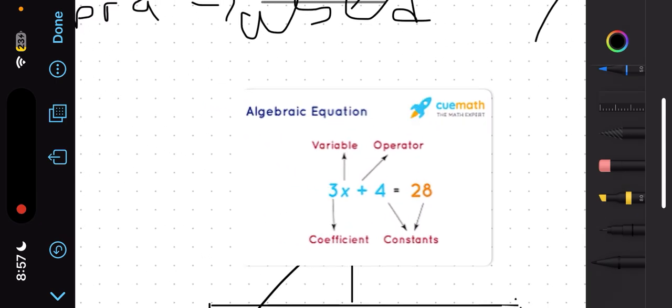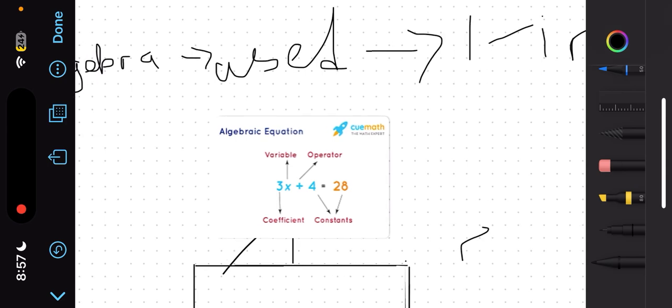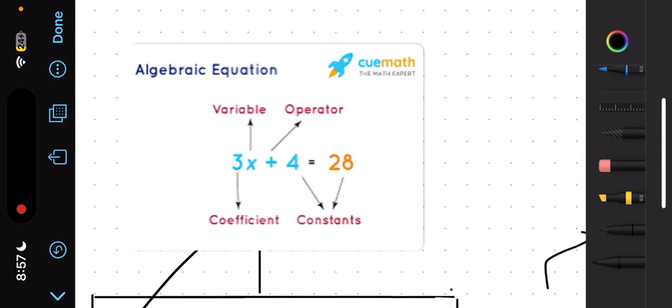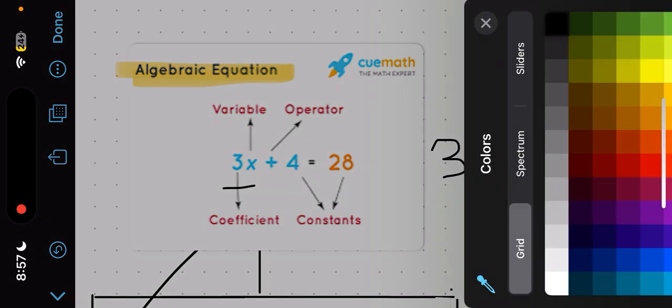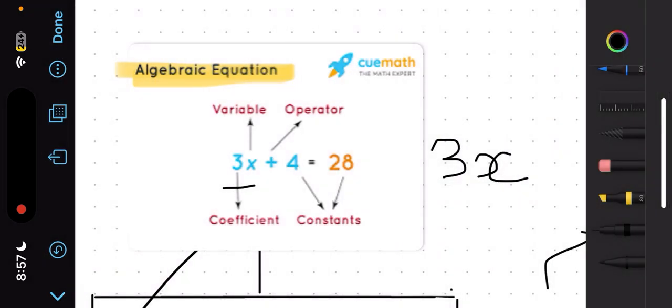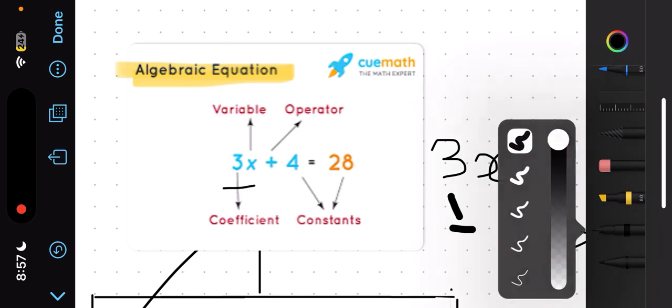Now we will come to the main concept of this whole structure of an equation or expression. Here we can see an algebraic equation. I will be explaining what part is playing what role. First of all, we have 3x. Here 3 is the coefficient.